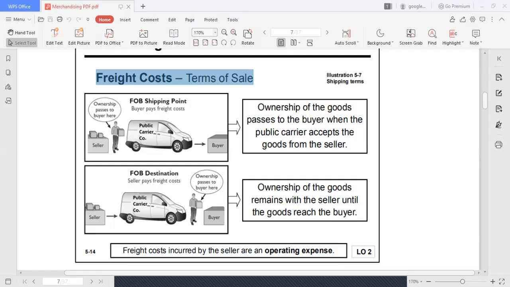Okay, class, as a continuation of our discussion on merchandising type of business, let us discuss freight cost or transportation cost. As what is discussed in our module, we have two kinds of terms in terms of freight charges. We have FOB shipping point and FOB destination.